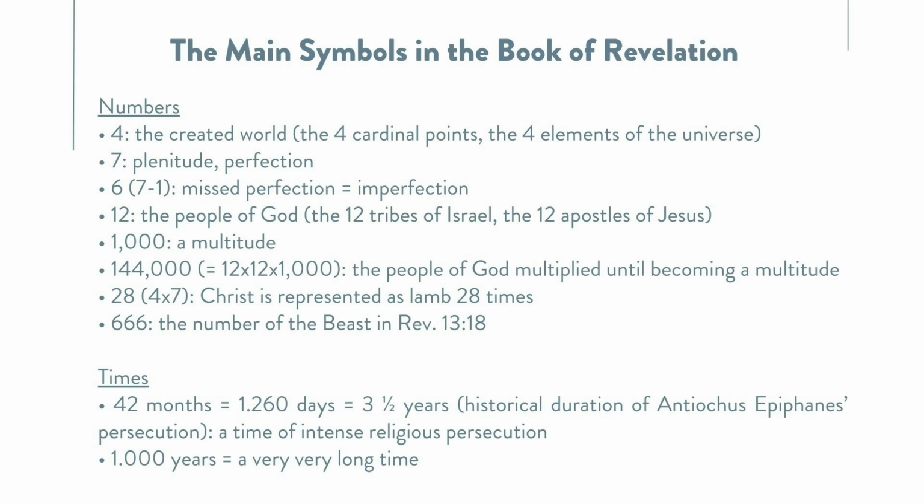28, that's 4 times 7, the number of the created world, multiplied by the perfection of number 7. The word lamb, which is one of the main symbols used to represent Christ, appears 28 times in Revelation in relationship with Christ. And it is a symbolic way of saying that Christ the Lamb is destined to reign over the entire universe.